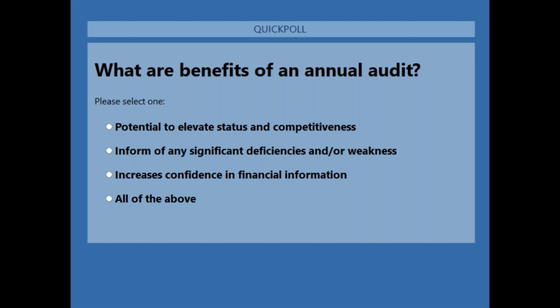Okay, for our last polling question of the day, it is, what are benefits of an annual audit? Answer A, potential to elevate status and competitiveness. Answer B, informs of any significant deficiencies and/or weaknesses. Answer C, increases confidence in financial information. Or answer D, all of the above. Please take a moment now to answer our final polling question.